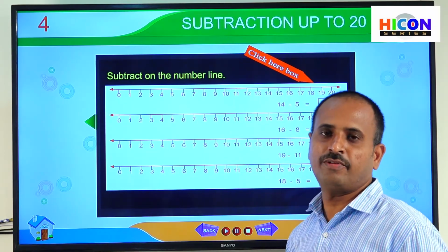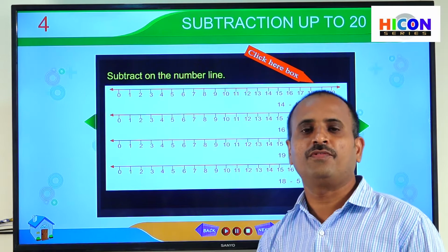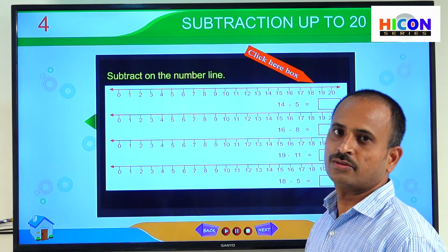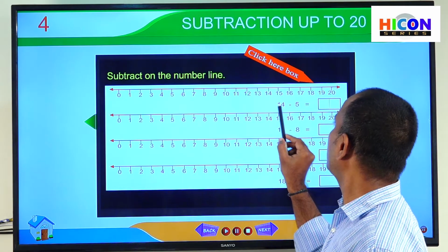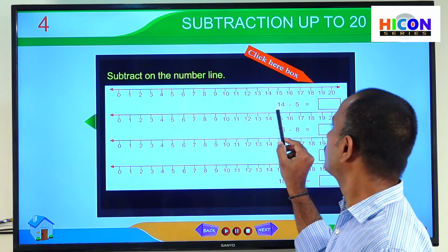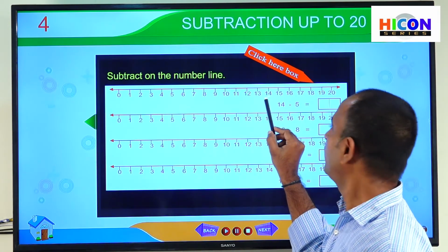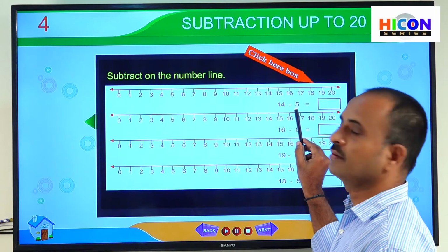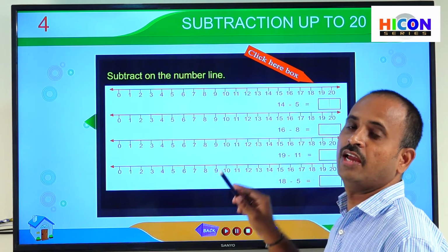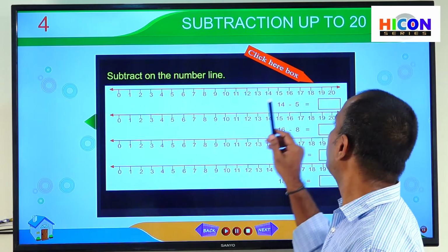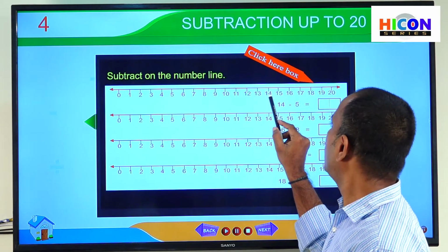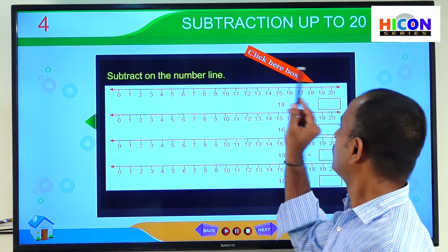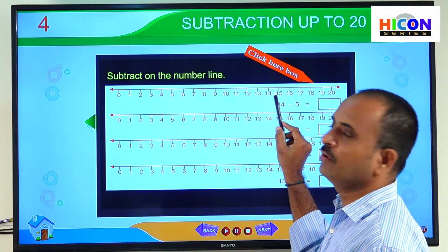While doing subtractions on the number line, the first step is to start from the first number on the number line. What is the first number here? 14. So start from 14 on the number line. The second step is to move backward a number of steps equal to the second number. What is the second number here? 5. That means we have to move 5 steps backward from the first number. So starting from 14, we move 5 steps backward.